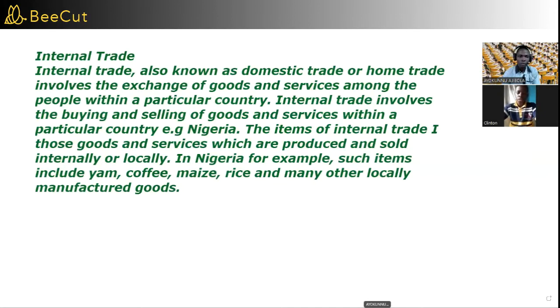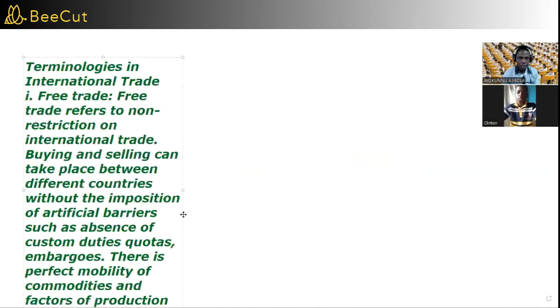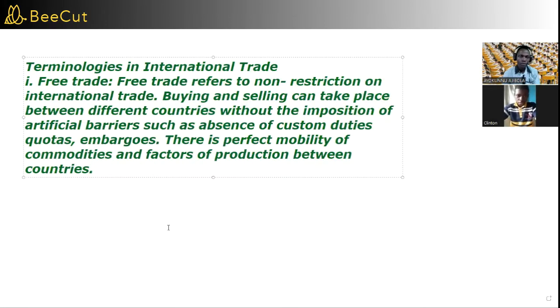So we're going to go to terminologies that are used in international trade. We're going to be looking at a couple of them among those terminologies. The first one is free trade. Free trade refers to non-restriction on international trade.